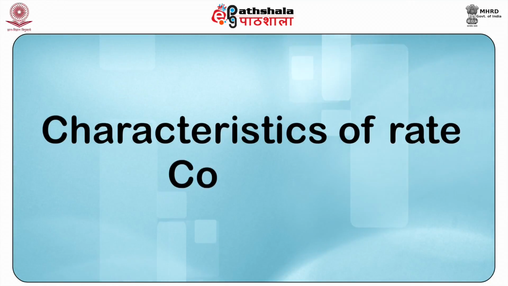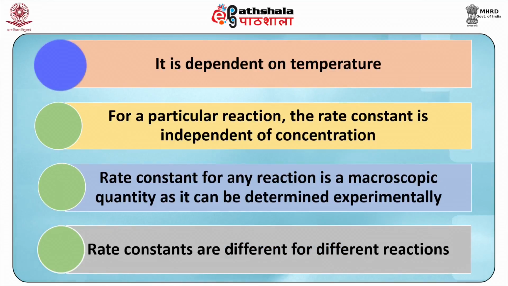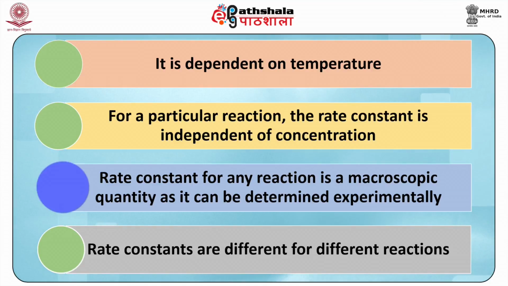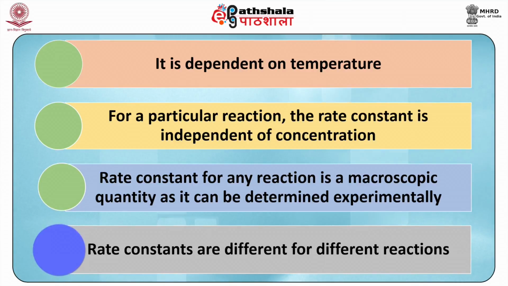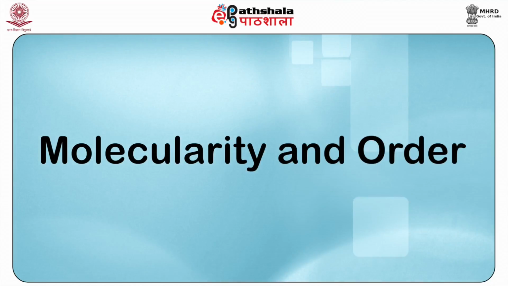Let us now look at the characteristics of rate constant. The rate constant is characteristic for a given reaction. This rate constant quantifies the rate of the chemical reaction. The value of rate constant is environment and reaction specific. It depends on temperature, and for a particular reaction the rate constant is independent of concentration. Rate constant for any reaction is a macroscopic quantity as it can be determined experimentally, and for different reactions rate constants are different. Now let us look at the important terminology of kinetics, that is molecularity and order.